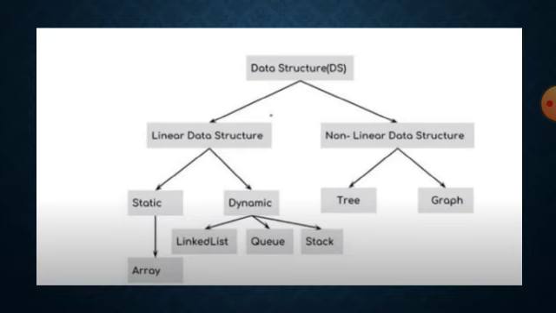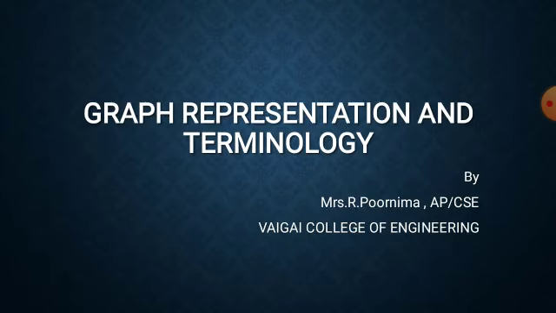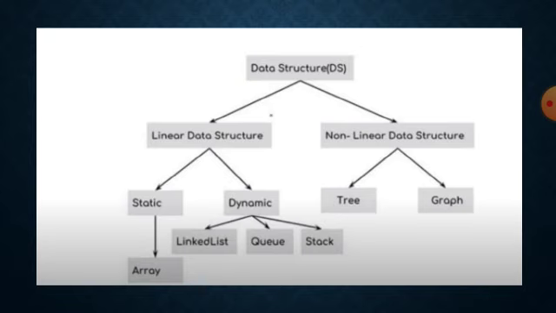In the linear data structure, we have static data structure and dynamic data structure. In static data structure, we have the array data structure. And in dynamic data structure, we have linked list, queue, and stack. The linked list can be further classified into single linked list, doubly linked list, and circular linked list. And we have already seen the queue data structure and stack data structure.